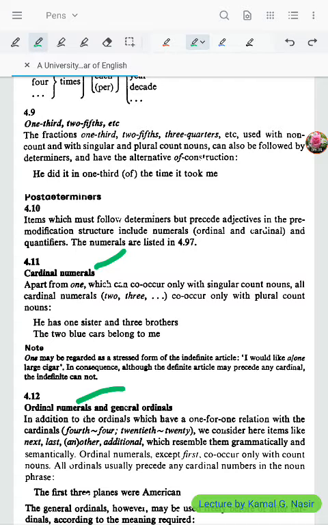We decide that it is 0 article when the noun may take an article, but we did not use it. You can say the three brothers, the one sister, and so on. My three brothers also, this is determiner. You can say my three brothers, my one sister, and so on.